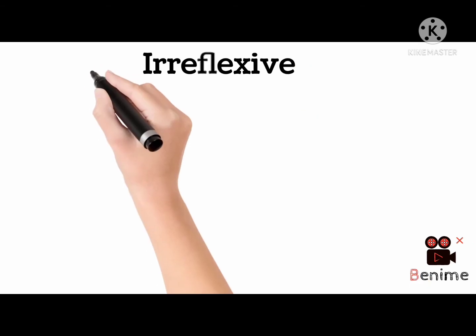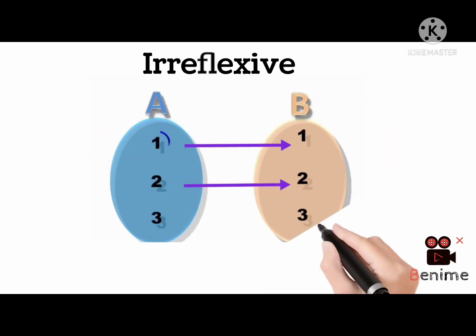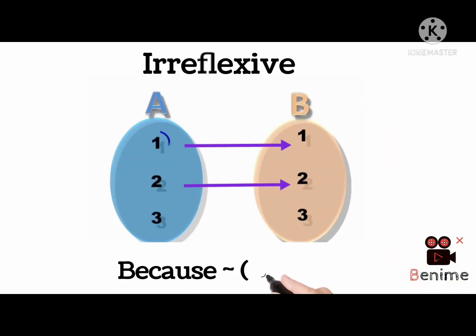Okay, so let's continue with the opposite of reflexive relation. As we can see here in our illustration, the only connections we have here are 1 to 1, then 2 to 2. So it is irreflexive because there is no connection between 3 to 3.